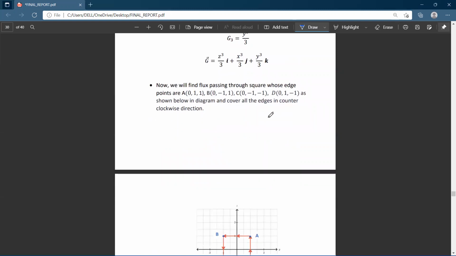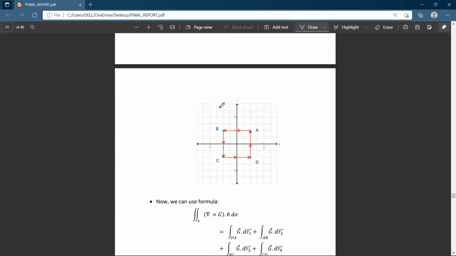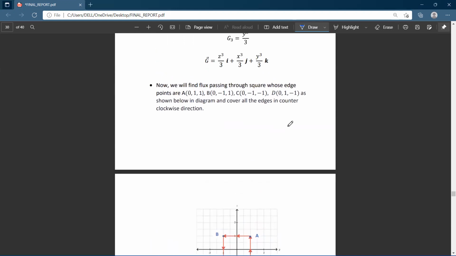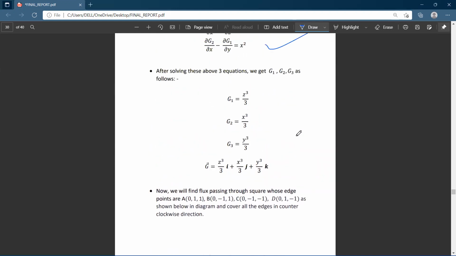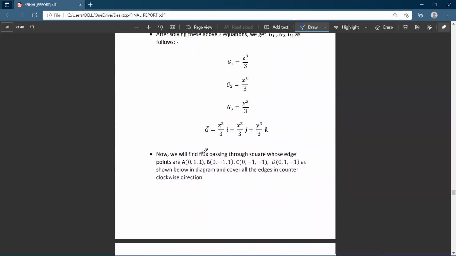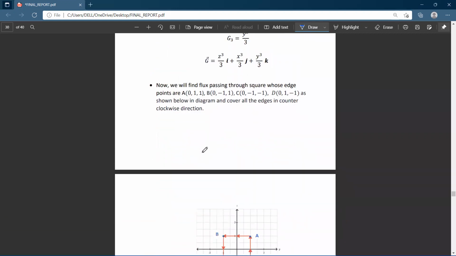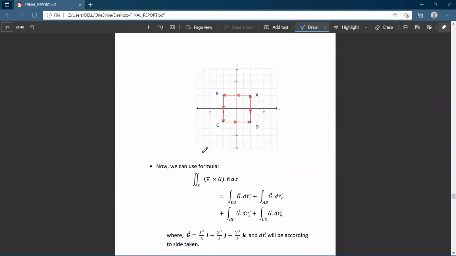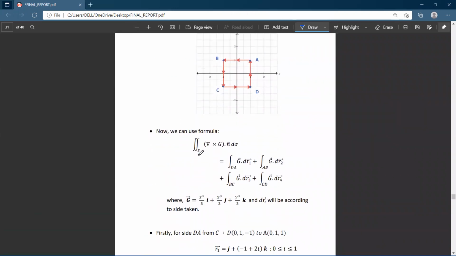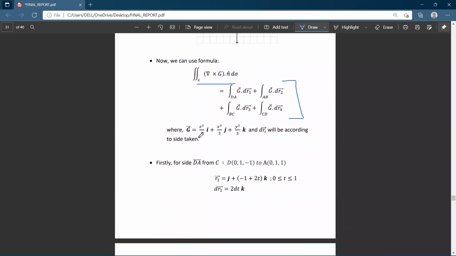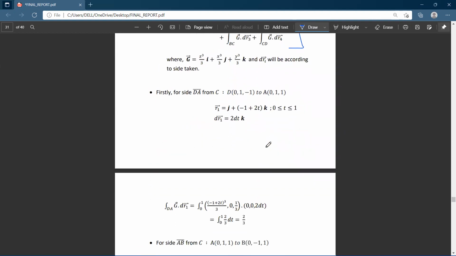Now we have to find the flux along all of the edges of the square, because in Stokes theorem we are assuming that we are calculating in the counterclockwise direction. So we have the formula of flux, and this will reduce to these terms: the side DA, side AB, side BC, and side CD. This is the formula, and we obtain G from the above calculation.